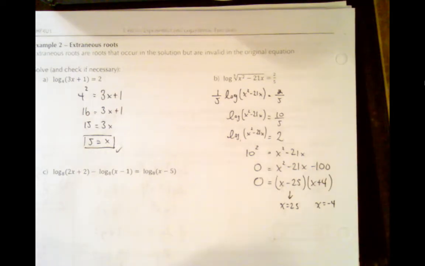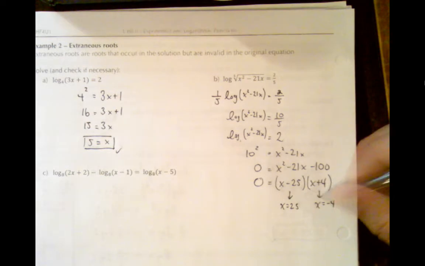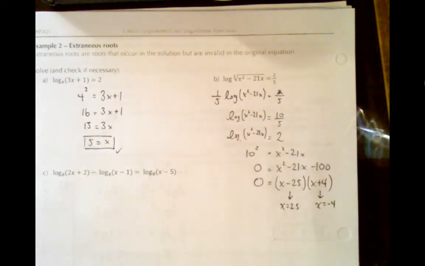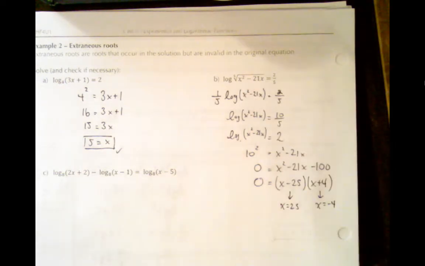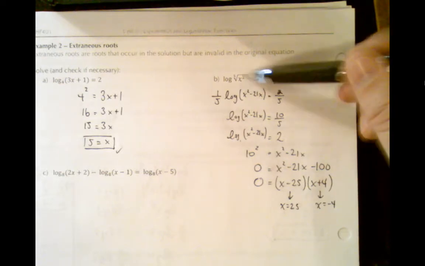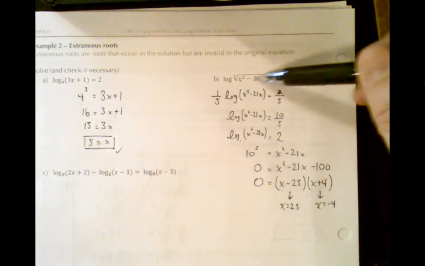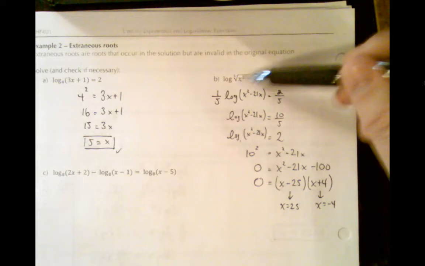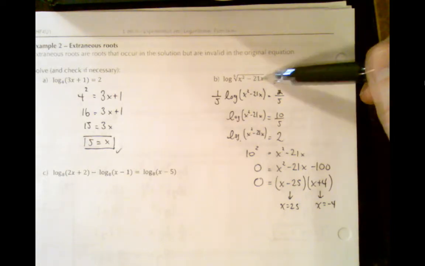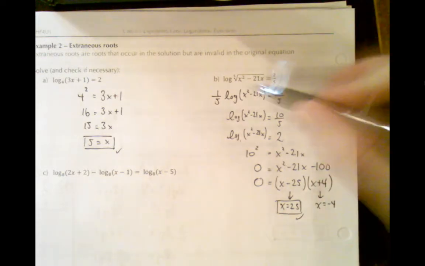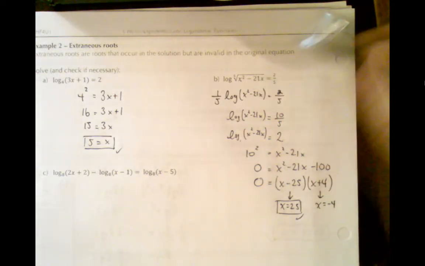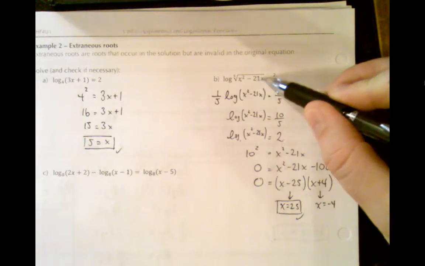And now we have to check to make sure both of these solutions are valid by plugging them into the original equation and making sure that the argument, or what will go into the log, comes out as a positive value. If we plug a positive 25 in, 25 squared is a large positive number. Subtract 21 times 25. 25 squared is bigger, so we'll get a positive here. So 25 is good. If we plug in -4, -4 squared is 16, and -21 times -4 will give you a positive.